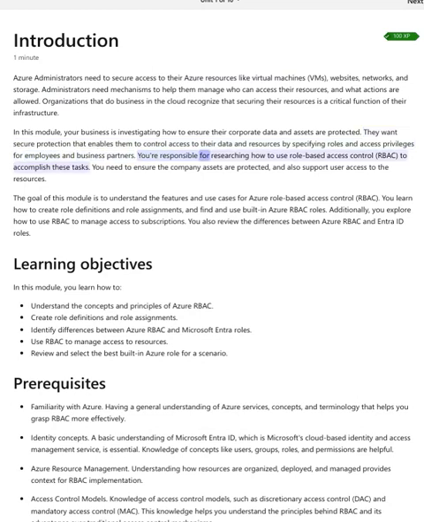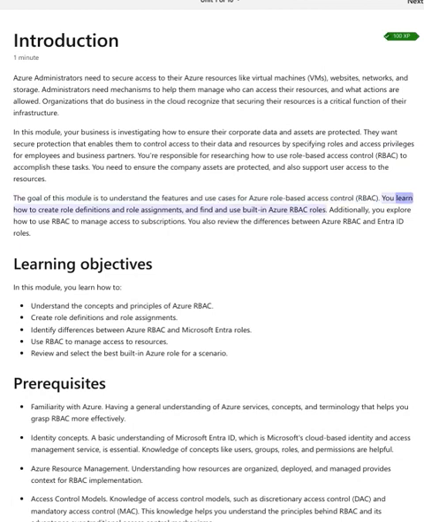You're responsible for researching how to use role-based access control, RBAC, to accomplish these tasks. You need to ensure the company assets are protected, and also support user access to the resources. The goal of this module is to understand the features and use cases for Azure Role-Based Access Control, RBAC.